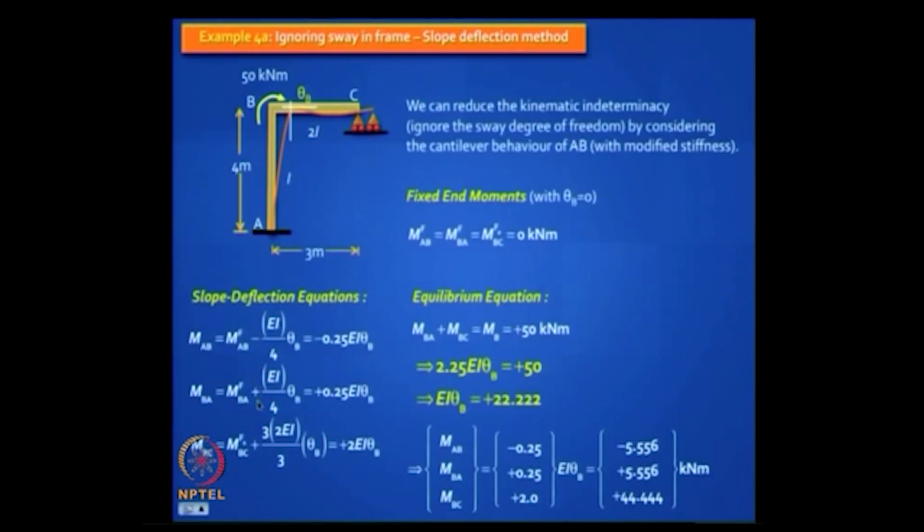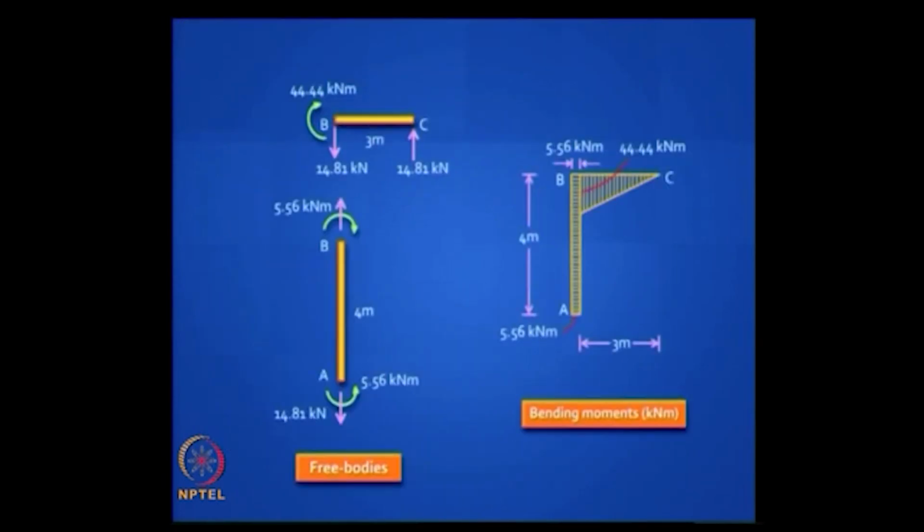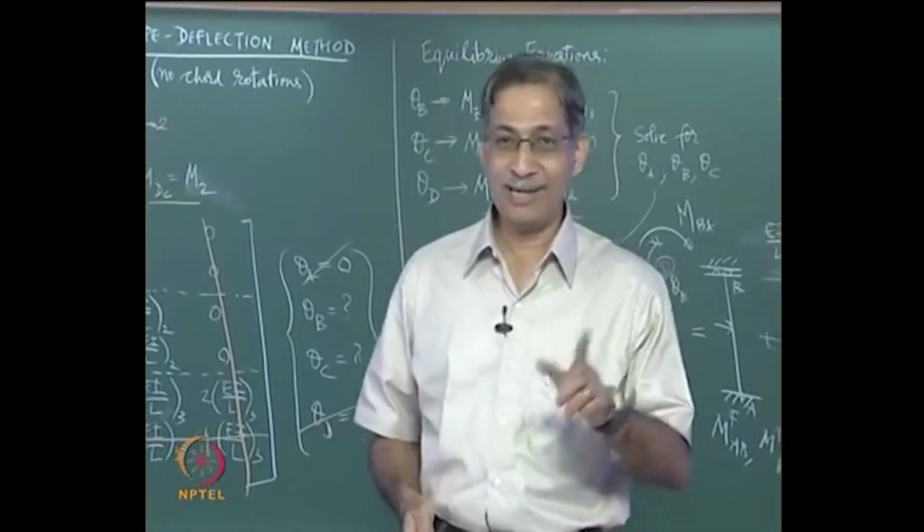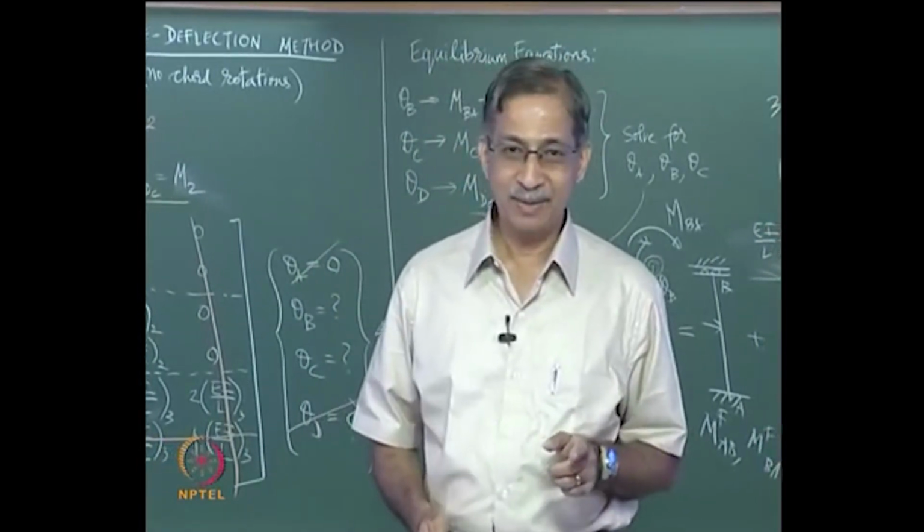I forgot to explain this. This is 3 EI by L. Both methods are identical. The horizontal beam BC doesn't behave like a cantilever, it behaves like a propped cantilever when you arrest theta B. Do you understand? So you have to use the right one, I told you it's EI by L, 3 EI by L or 4 EI by L. Use the right one at the right place. Okay.